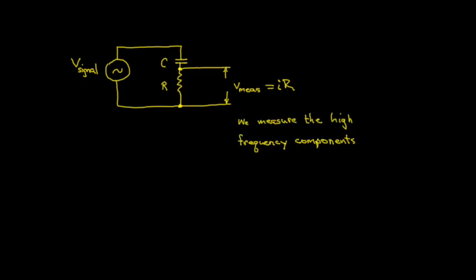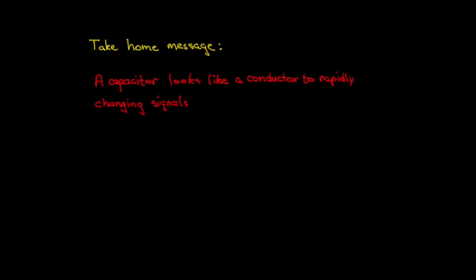If, on the other hand, we are interested in only the high-frequency components of the signal, we can exclude these slowly changing components by measuring the voltage across the resistor. This situation provides for us a method of capturing the high-frequency components, and we call that a high-pass filter. So a simple take-home message is that a capacitor looks like a direct electrical connection, essentially a wire, to any rapidly changing signals, but an open circuit, or no connection, to slowly changing signals.